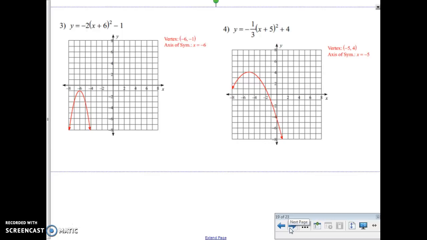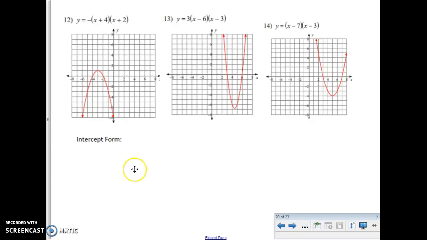So let us jump in to looking at equations in intercept form. So these are almost exactly the same thing as the questions you guys saw in the previous part of the module, in which you were asked to rewrite intercept form into standard form.